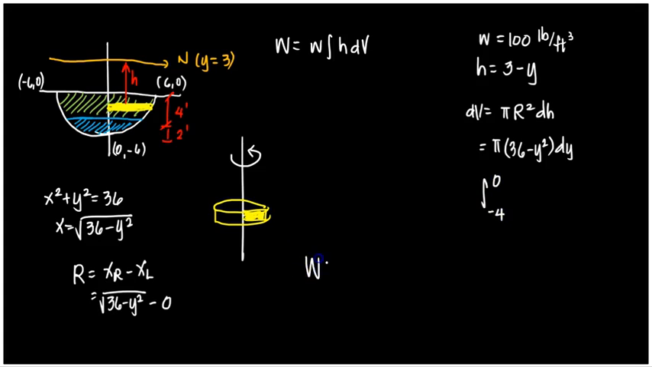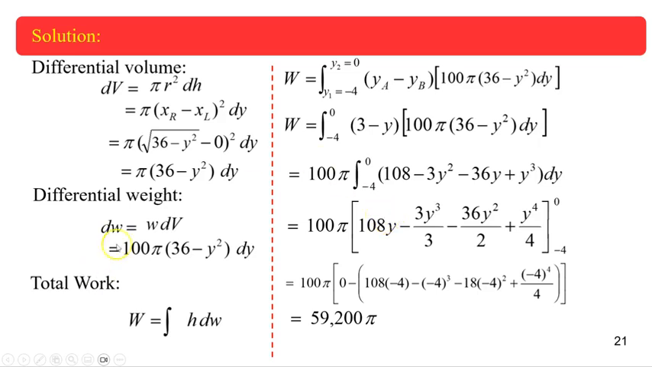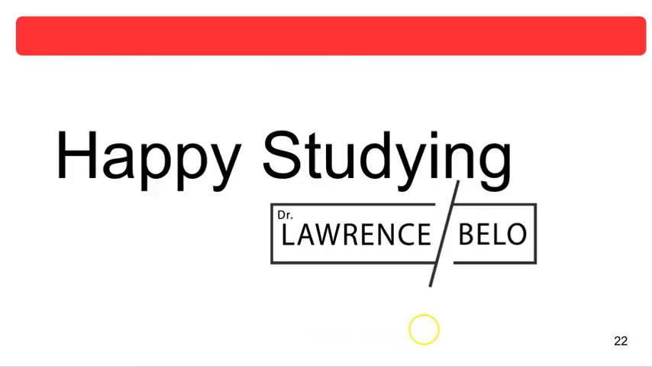So the equation would be 100, and then there's a pi. Let's move out the pi. From -4 to 0, 3 minus y, 36 minus y squared dy. So this is your equation. Let's see if it's correct: 100 pi times the integral of 3 minus y, 36 minus y squared dy from -4 up to 0. And then solving the integral, you'd be able to get 59,200 pi work units. So that's it.